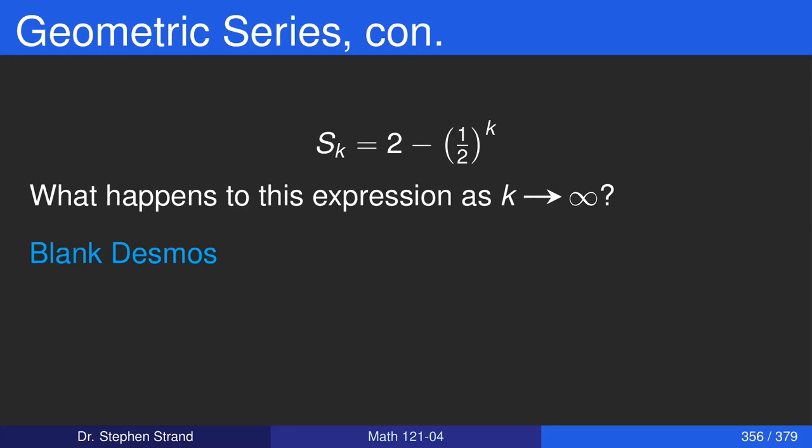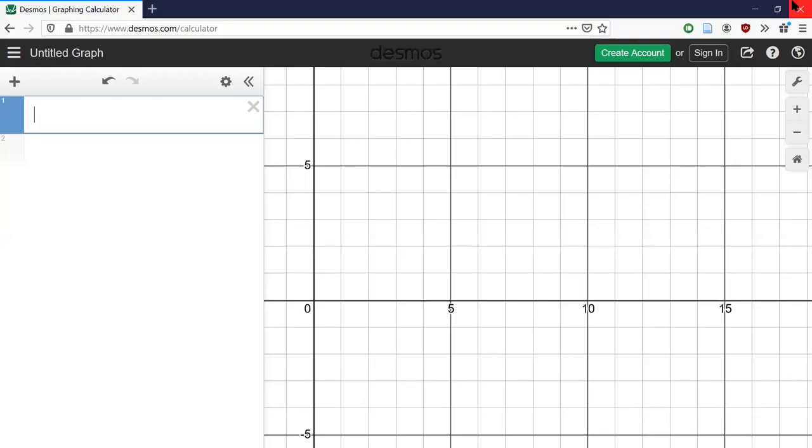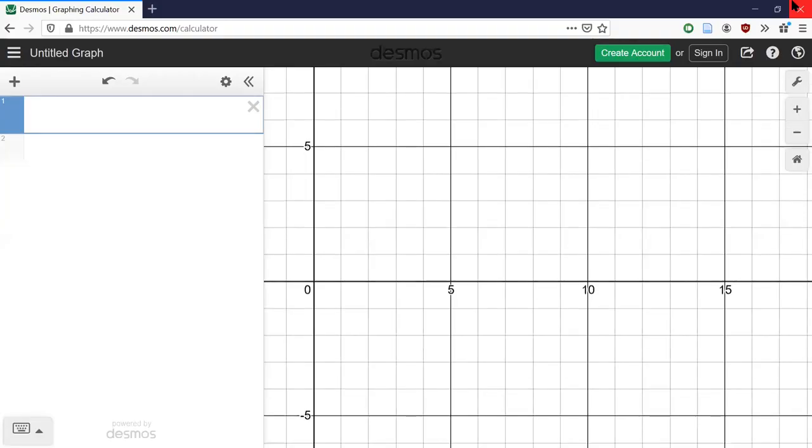All right, so I've got this link to a blank Desmos, and we're going to hop over to Desmos and give this a try. See if we can figure out what's happening with this formula we have for the partial sum.